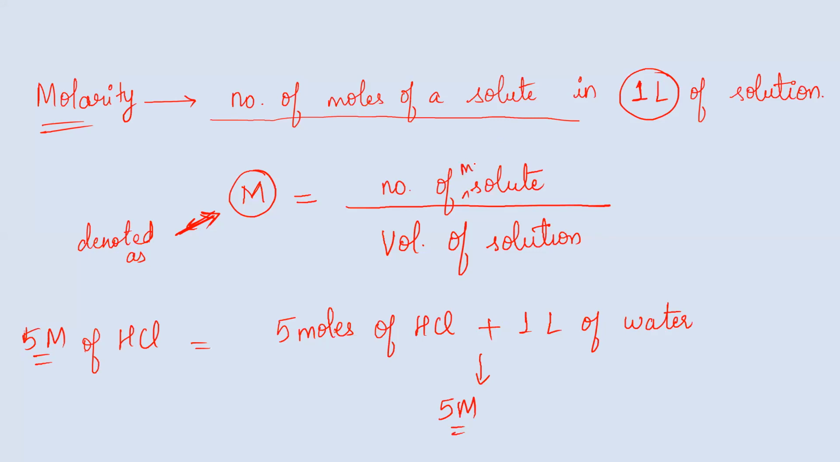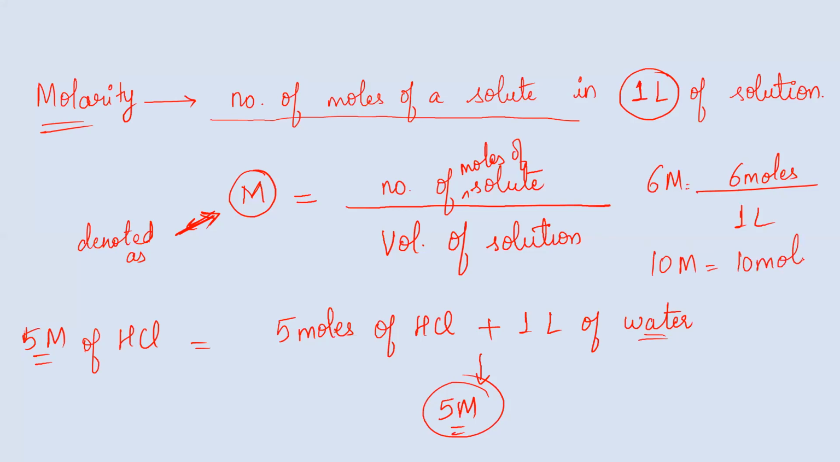So, number of moles of solute in 1 liter of solution, that is important. Both of them give me a solution, and this solution is 5 molar. If I want to make 6 molar, then I add 6 moles of HCl in 1 liter of solution. If I have a 10 molar solution of HCl, then it means 10 moles in 1 liter. So this is basically a molar solution.